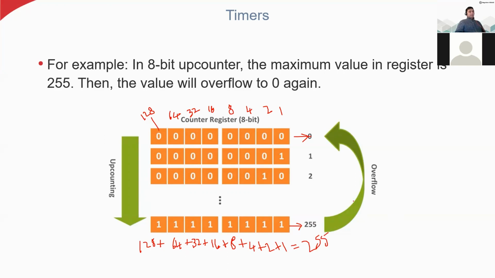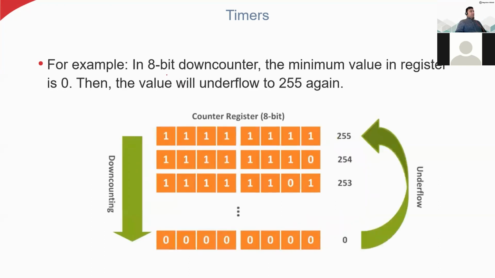Okay, so after the counter finishes and all the registers become 1, all registers will be reset to 0 0 0 0 and then start counting again from the beginning. Whenever all the registers get reset to 0, that operation is called overflow. So this is the maximum these 8 registers can count, 255, and then all registers go to 0 and it will start counting again. This is called up counting because it goes upward: 0, 1, 2, 3. And similarly for the down counter, the minimum value in the register is 0.